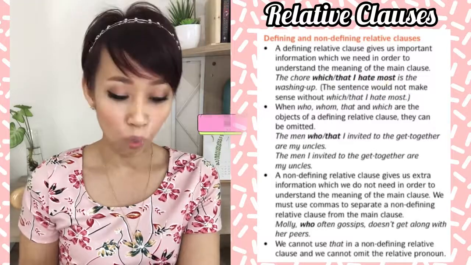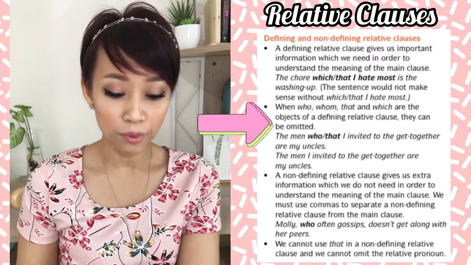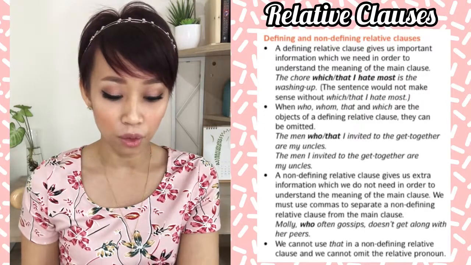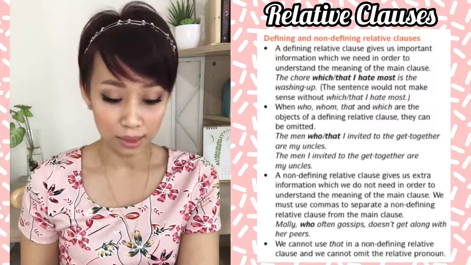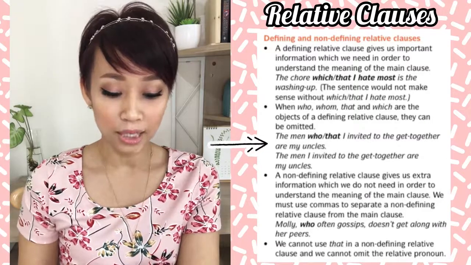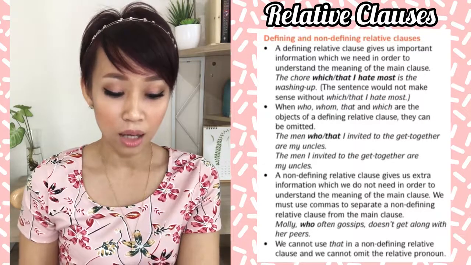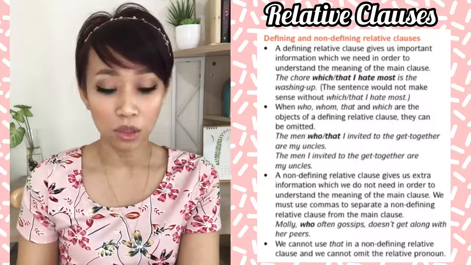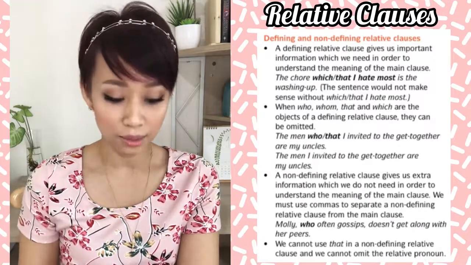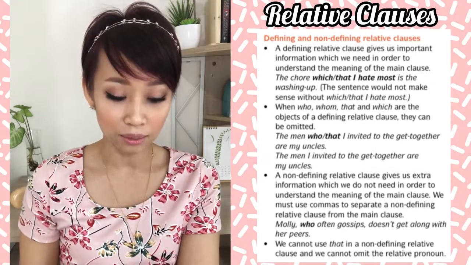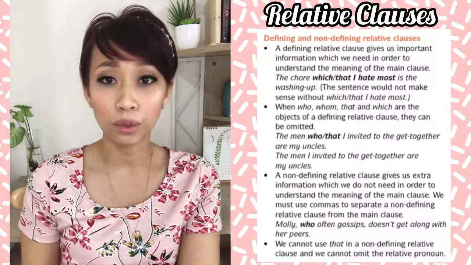Tidak ada maksud. When who, whom, that, and which are the objects of a defining relative clause, they can be omitted. For example here, the men who or that I invited to the get-together are my uncles. Okay, so the men is the object. So kita boleh buang who atau that. The men I invited to the get-together are my uncles. So tak payah pakai who that pun masih betul.